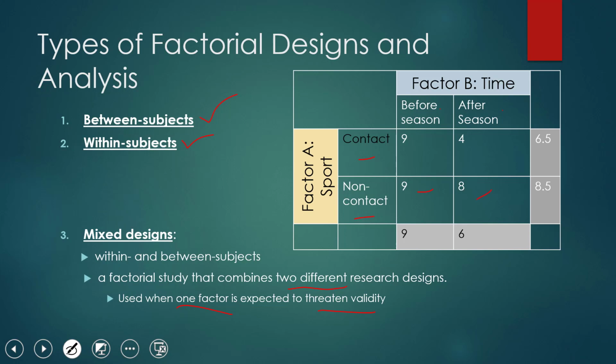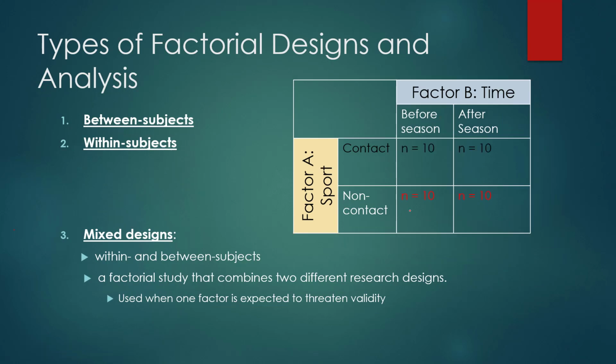So this is our within subjects variable, and this is our between subjects variable. So what this is showing you is that within the contact group you have an n of 10, and the same individuals are measured before the season and then after the season. Within the non-contact group you have an n of 10, and the same individuals are measured before the season and after season. So your n here equals 20.